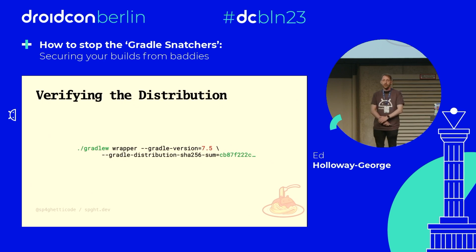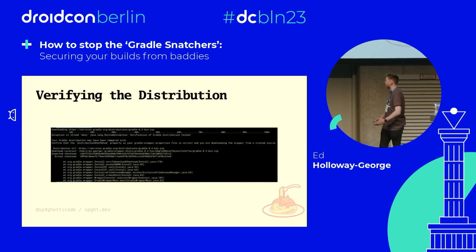Alternatively, if you upgrade your version of Gradle at some point using the wrapper, you can also add an extra flag. I've obviously omitted the massive SHA-256 string, but essentially you would put your SHA-256 that you would have got from the Gradle website in here with your Gradle version, and this will automatically verify that the distribution you're using is legitimate.